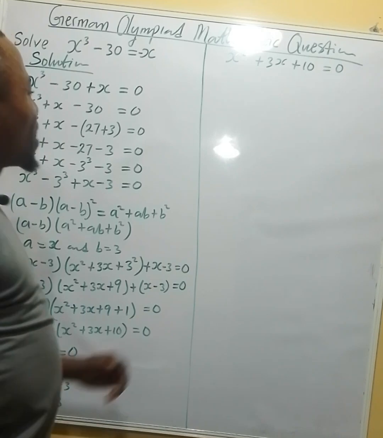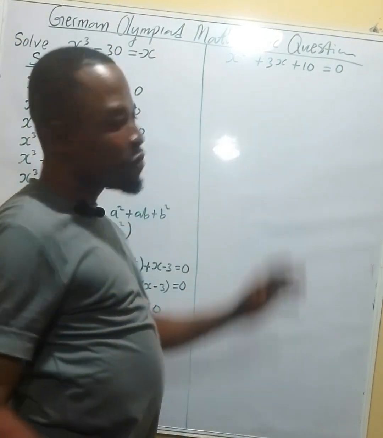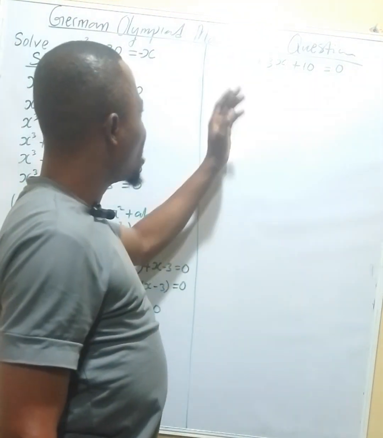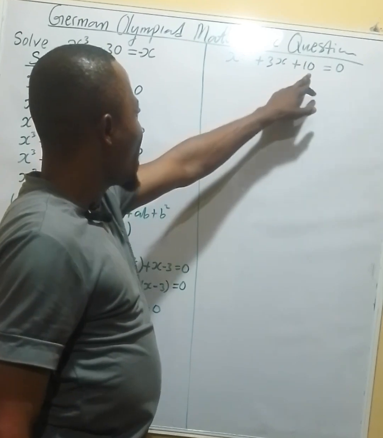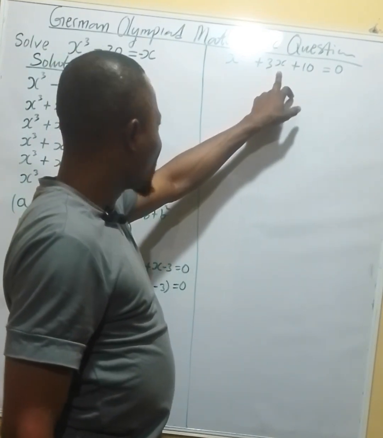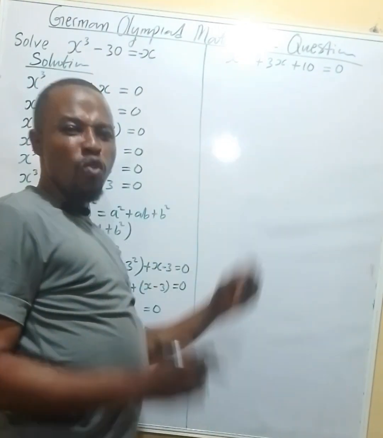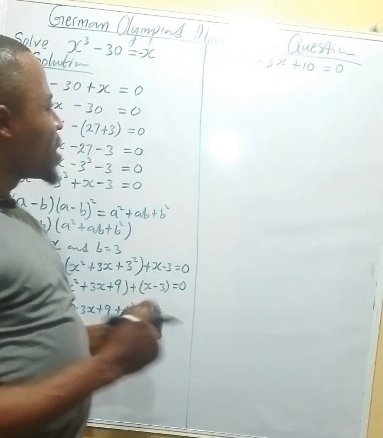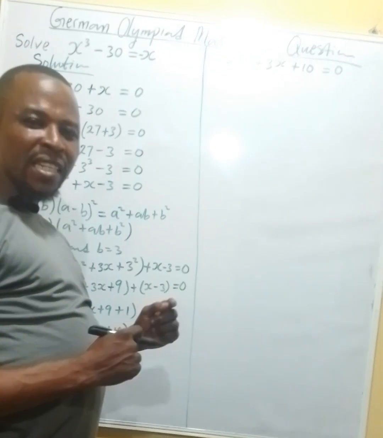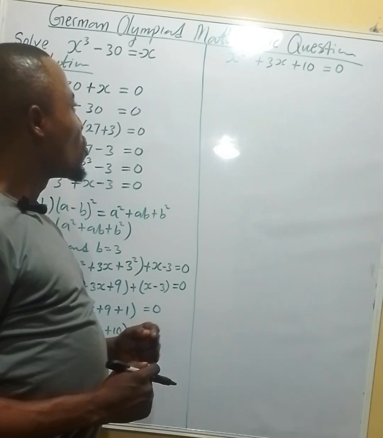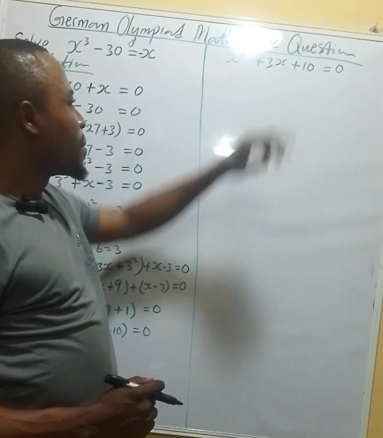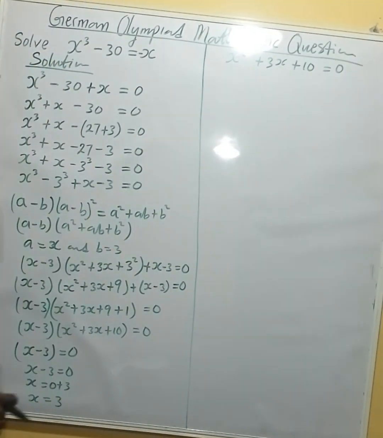So now let's test. For us to know whether the question is factorizable or not, you check. We have 10 here, we have 3x here. You will now think about all the factors of 10, that when you multiply the two together, it will give you 10, and when you add them together, it must also give you what? 3. Are we together now?